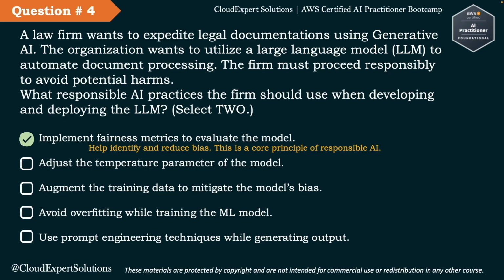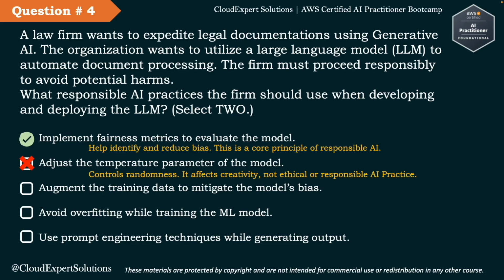Option number 2, adjust the temperature parameter of the model. Temperature controls randomness in output generation, not fairness or bias. Temperature affects creativity, not ethical or responsible AI practice. That is why option number 2 is not correct.